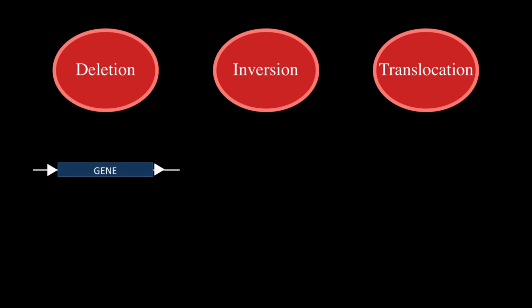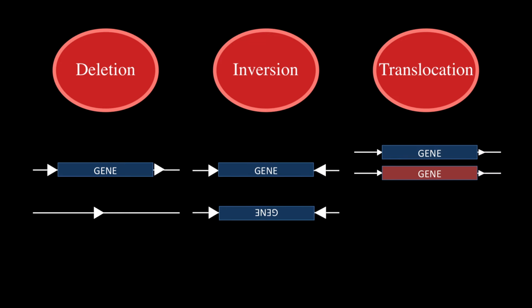LoxP sites going in the same direction results in deletions. LoxP sites going in opposite directions can result in inversions. Interchromosomal recombination can also result in translocations.